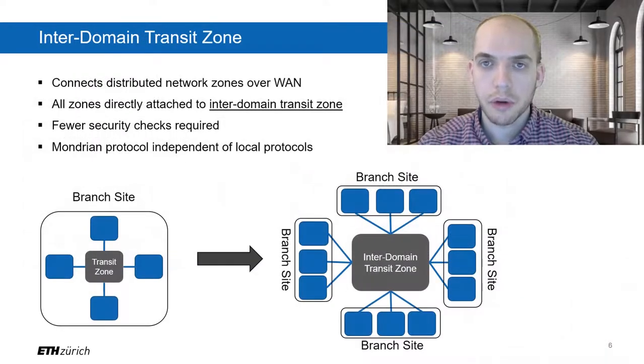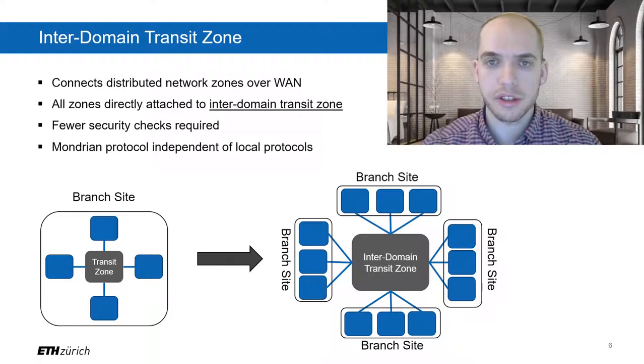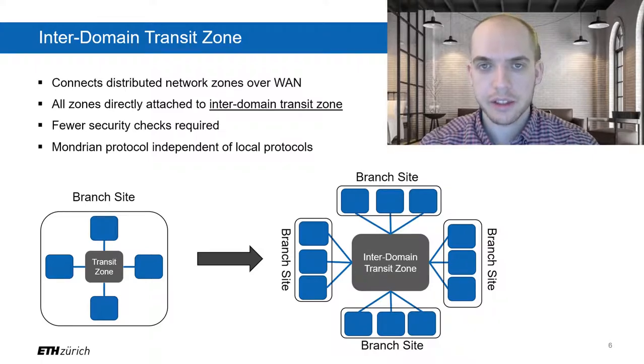Before showing the Mondrian architecture as a whole, I'd like to highlight one concept that enabled us to solve the aforementioned challenges. It's the concept of what we call the interdomain transit zone. If you recall, the transit zone is a special zone not containing any end hosts. Its purpose is to interconnect local network zones. It's a point where zone transitions are made and checked for their validity.